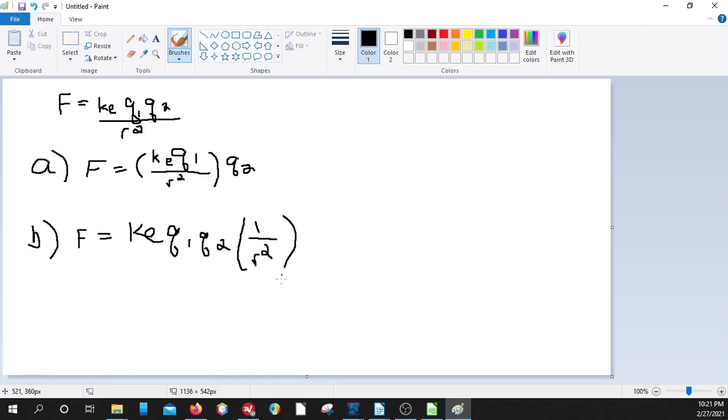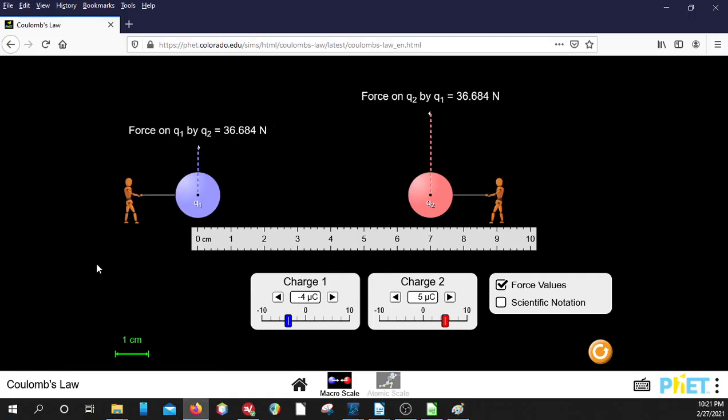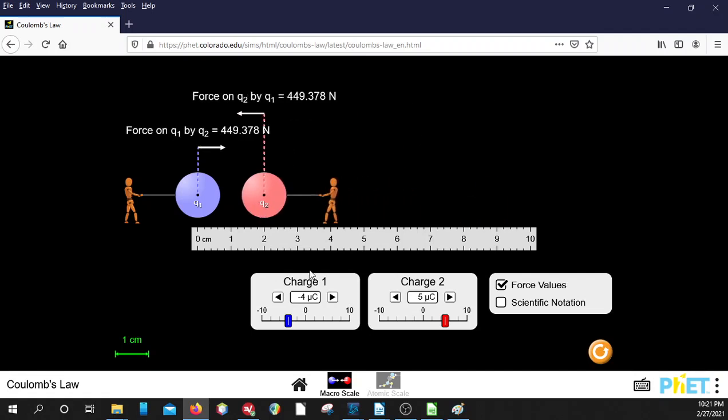So in this experiment, let's bring this up. I'm going to bring Q1 all the way over to the end. Q2, let's leave it 5. That's fine. And we're going to start out, let's put Q2 at, say, 2 centimeters. And so what we're going to do is, I'm just going to write these down once and then move it over onto the spreadsheet.